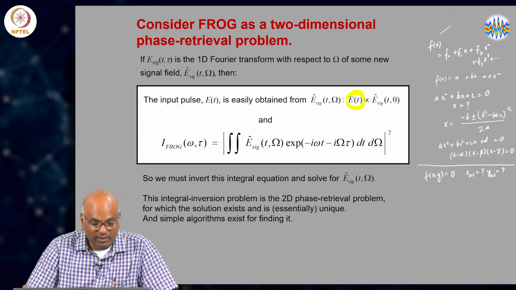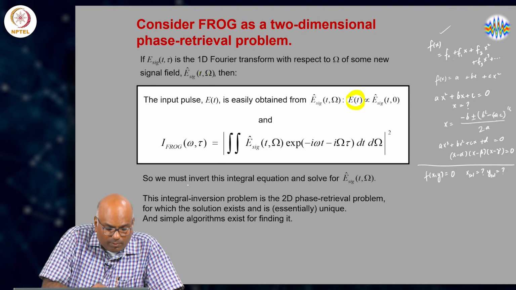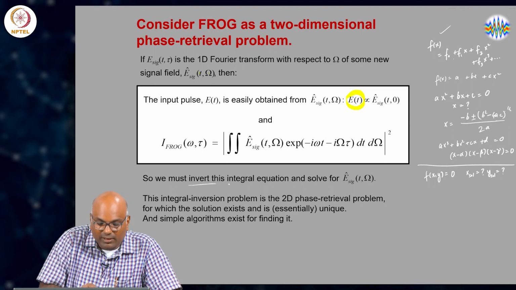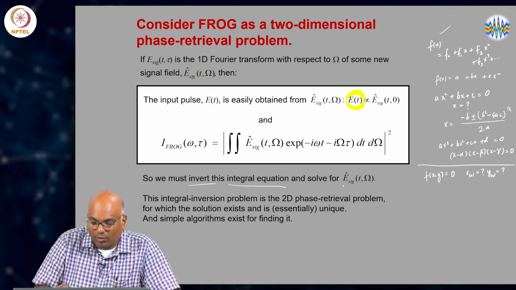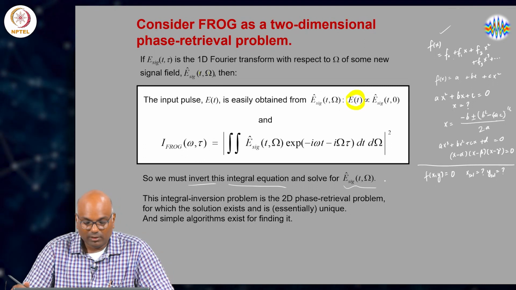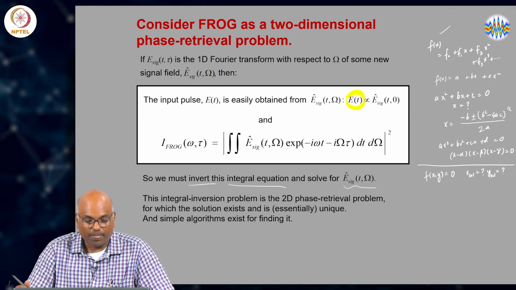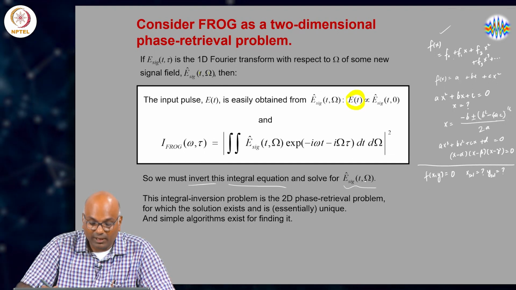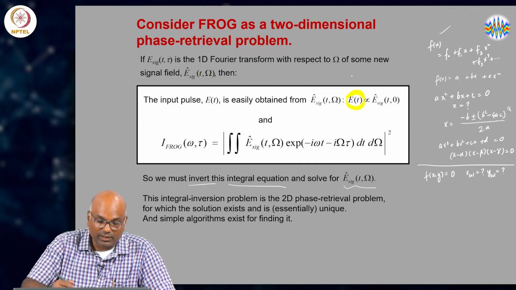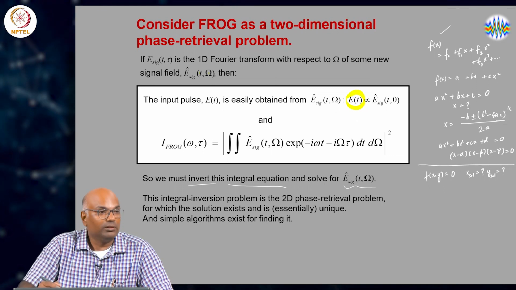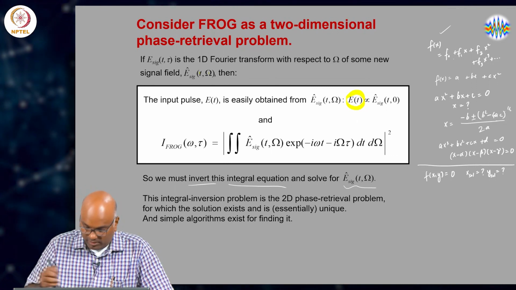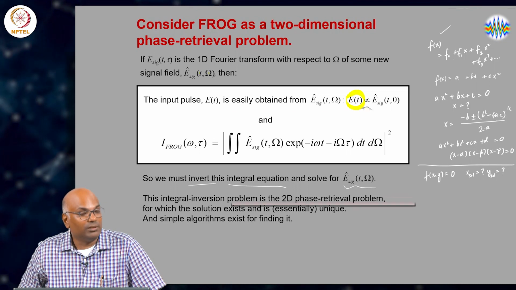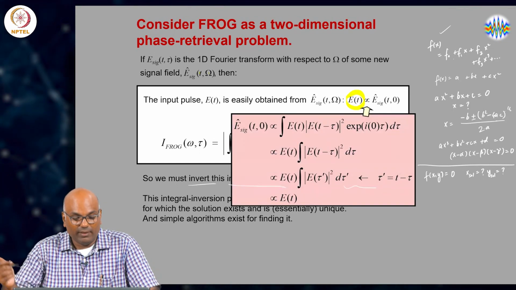Now, in this case, the point is that we must invert this integral equation and solve for E signal of t, right. And if I know E signal of t and I know the gate function, then I can determine E of t. That is the whole plan. Can we do the inversion? That is the question, right.